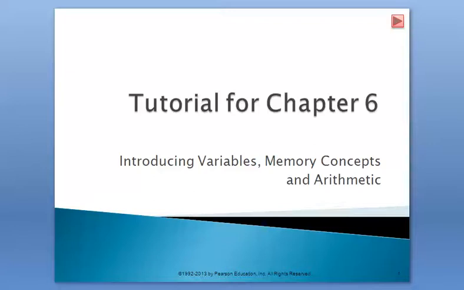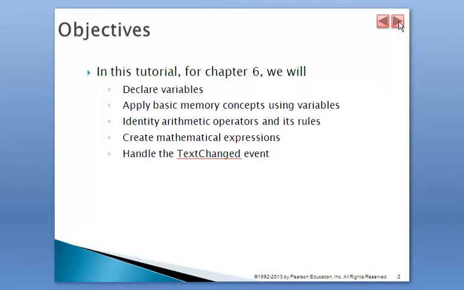In this tutorial, we're going to review chapter 6 from our textbook. We are going to work with variables, and we're going to see how we make the definition or the declaration of variables in Visual Basic, and how these are related with memory, or how we have to allocate memory when we declare them. We're going to list the basic operators that are used in Visual Basic to perform some arithmetic, and we're going to use that information to create some mathematical expressions.